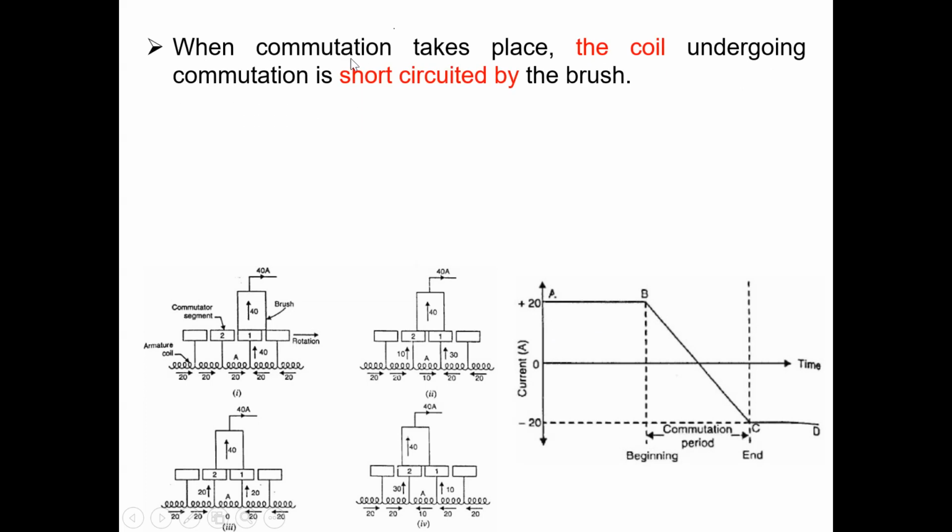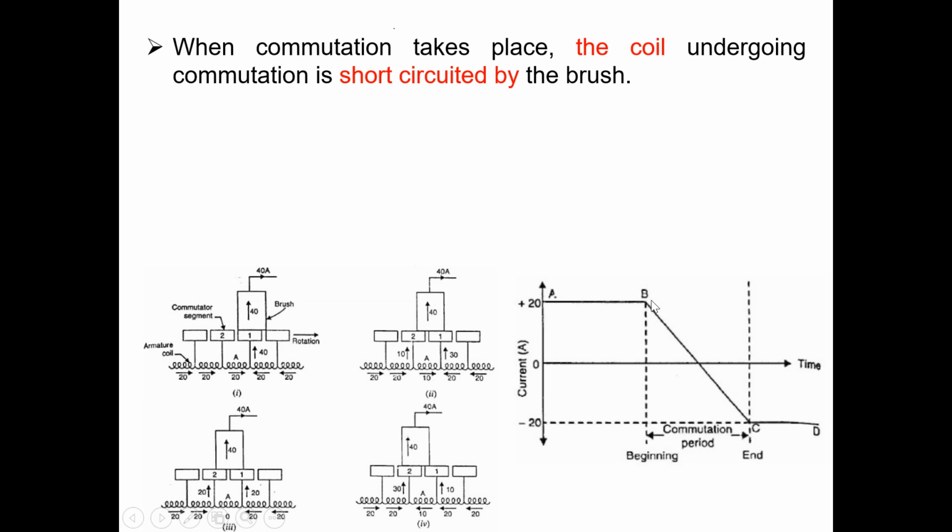Then the first takeaway point is that when commutation takes place, the coil which is undergoing commutation is short circuited. That means at that time only coil 1 is short circuited. At this time coils 1 and 2 are short circuited. That means whichever is in contact is considered as short circuited and the whole current is flowing through that coil. Here this coil is not taken as short circuited because the whole current is flowing through this coil. That means at that time the coil which is connected to commutator segment 1 is taken as a short circuit.